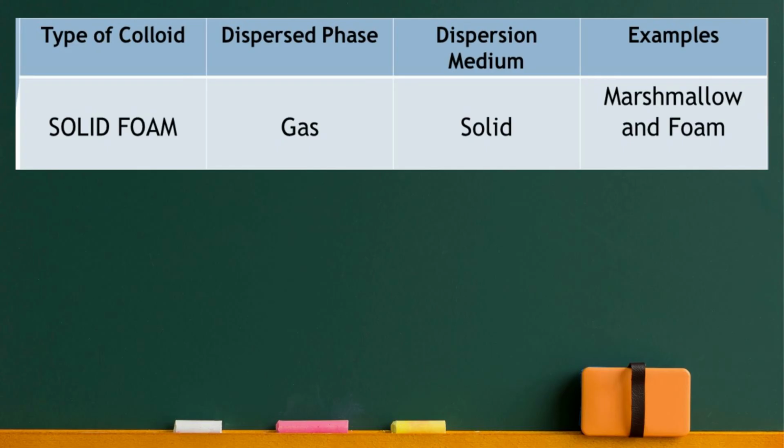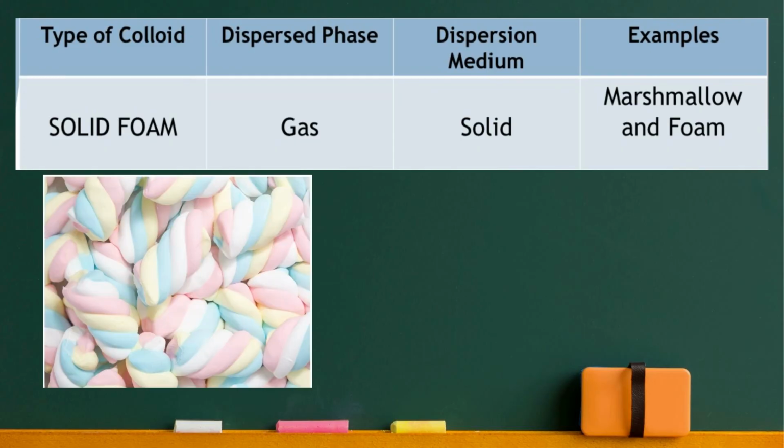Type of colloid: solid foam, dispersed phase gas, dispersion medium solid. Examples: marshmallow and foam.